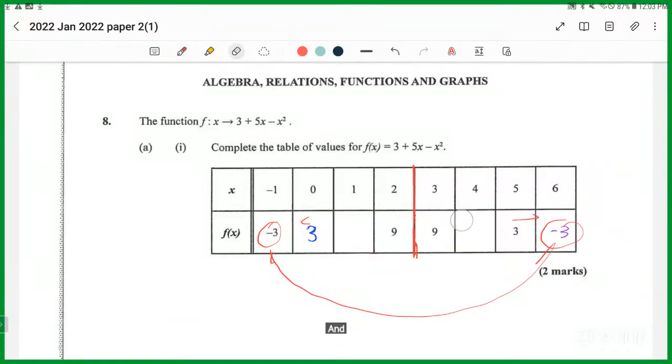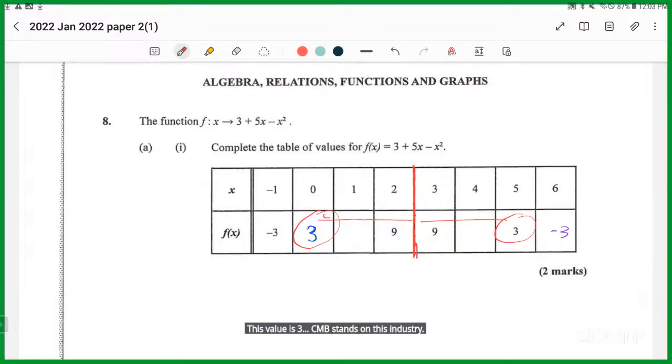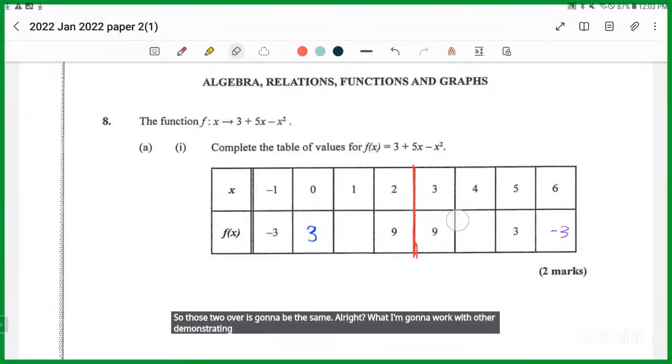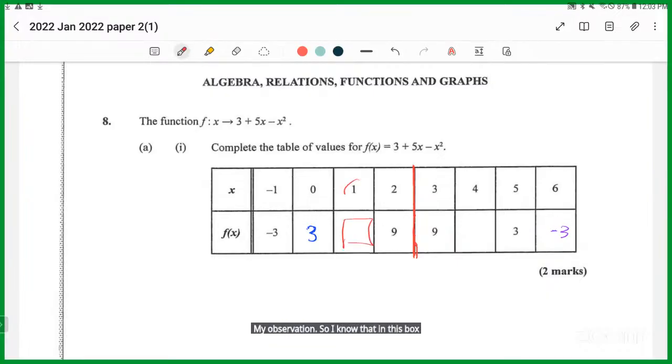And also, this 3, since this value is 3, then same distance on this end is 3. And you can see that 1 unit from the line is a 9 this way and a 9 that way. So if you notice now, this box to the right is the same distance from the line of symmetry as this box. So those two values are going to be the same. Alright? But I'm going to work out all of them and show you, but I'm telling you that I could deduce them by observation. So I know that in this box, I need to put 1 in the function there.